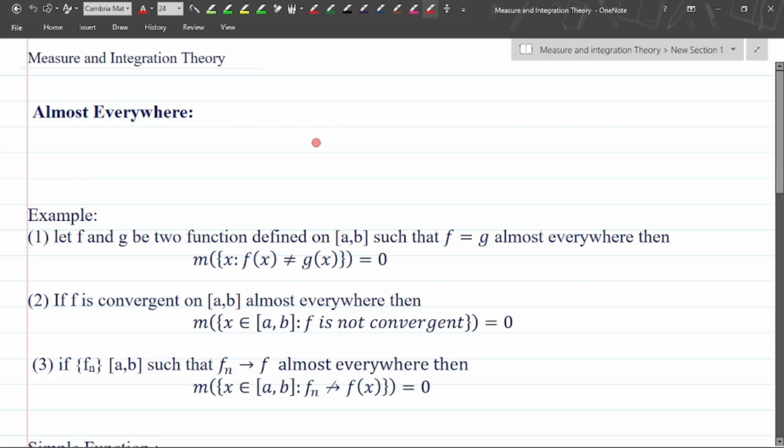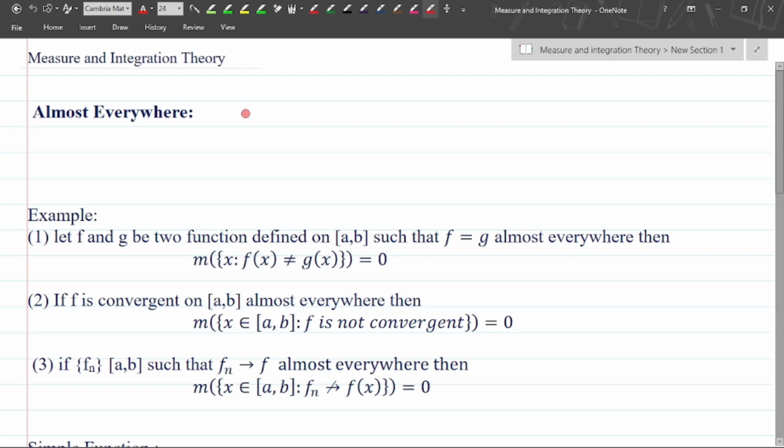In this video, we are going to discuss the concept of measure and integration theory, basically almost everywhere. So what is almost everywhere? Almost everywhere is a concept in which we'll discuss with an example.